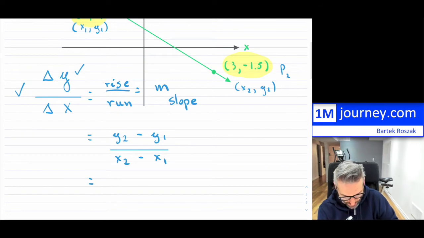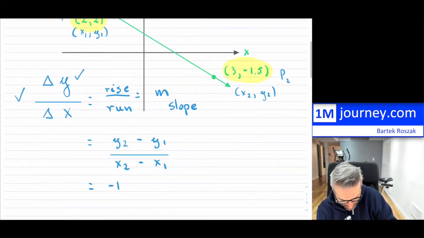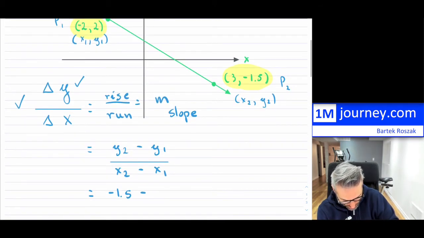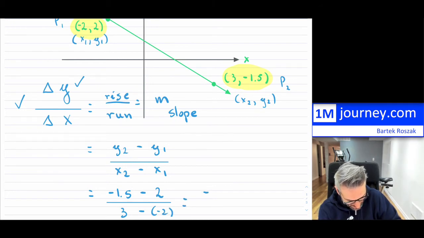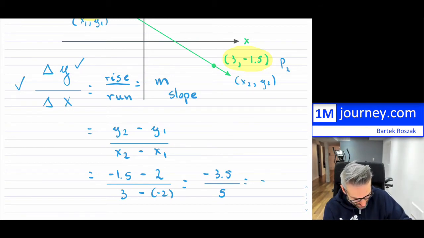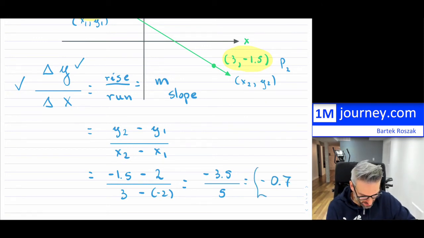So for our example right here, it would have been -1.5 minus the first one, which was 2, divided by x2, which was 3, minus -2. So I would have gotten -3.5 all over, in this case, 5. Of course, we can plug this into a calculator and find out exactly what this is. It looks like it's going to be negative, let's say 0.7. That would have been our slope.